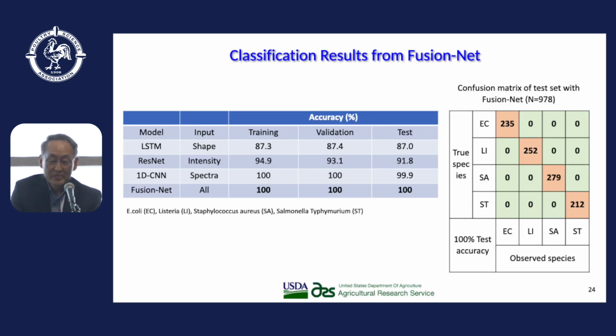And this is the classification result from FusionNet. If you use an individual deep learning model, the accuracy is a little bit lower than the combined FusionNet. The strength is that we combine 3 different deep learning models together as a FusionNet, and the accuracy is almost 100%.